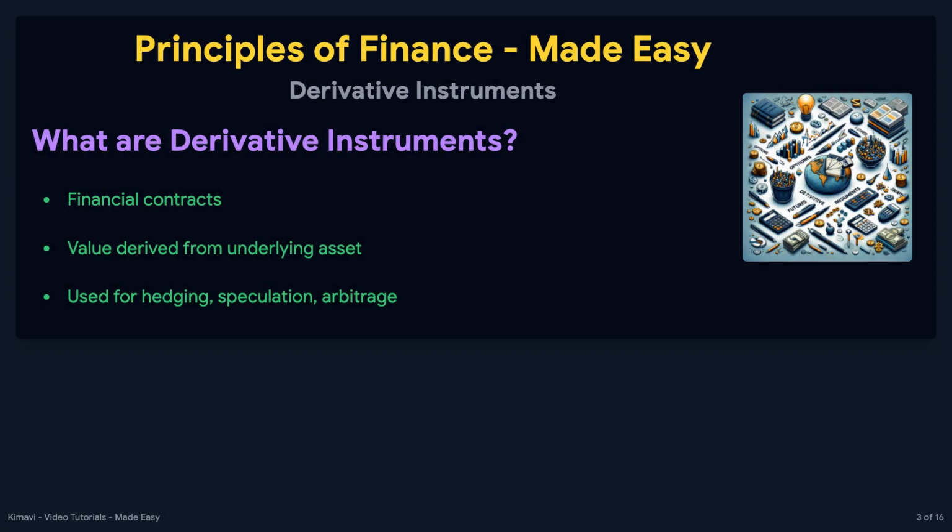Derivative instruments are financial contracts whose value is derived from the value of an underlying asset, index, or rate. They are used for various purposes, including hedging risk, speculation, and arbitrage.